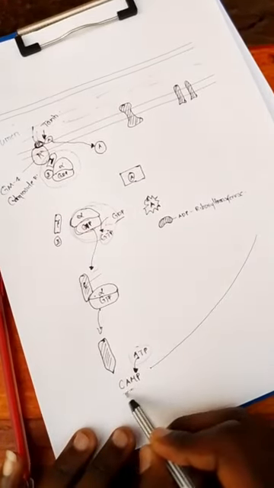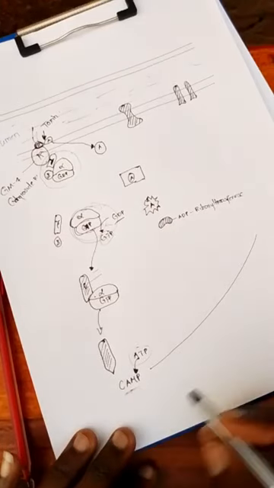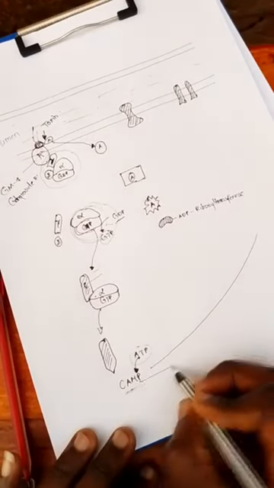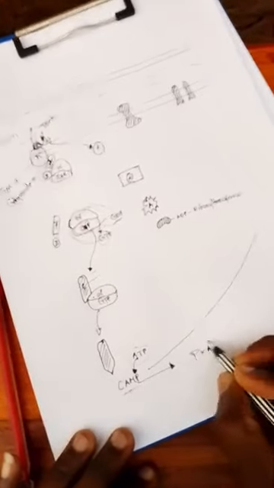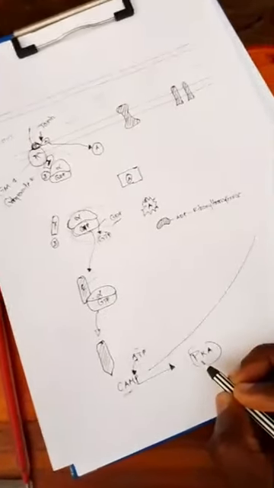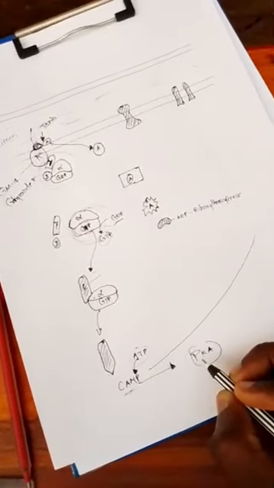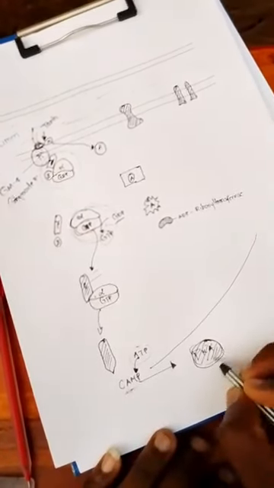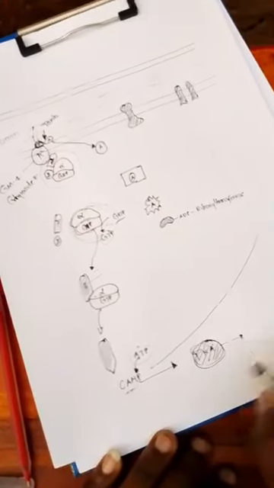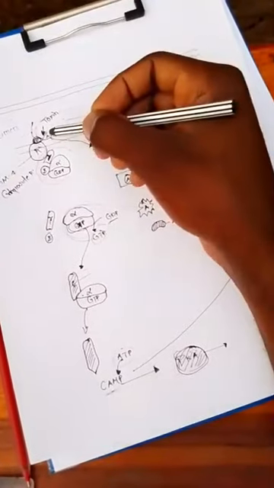So when these cyclic AMP molecules are formed, they are going to go and activate an enzyme that is known as the protein kinase A enzyme. When they activate this protein kinase A enzyme, it is then going to go and do the function that it is required to do, depending on what the stimulus was.